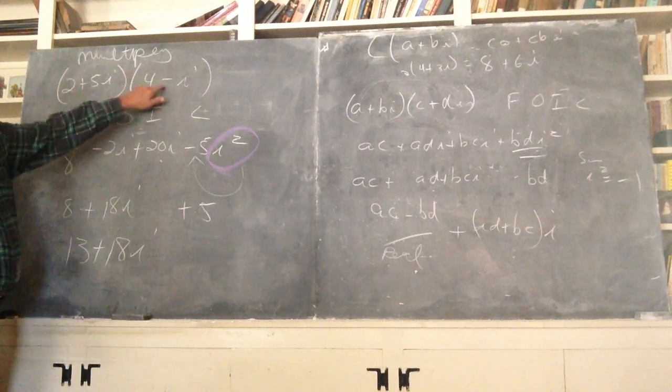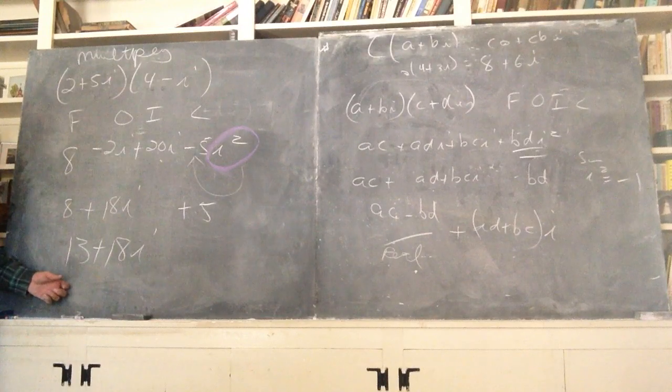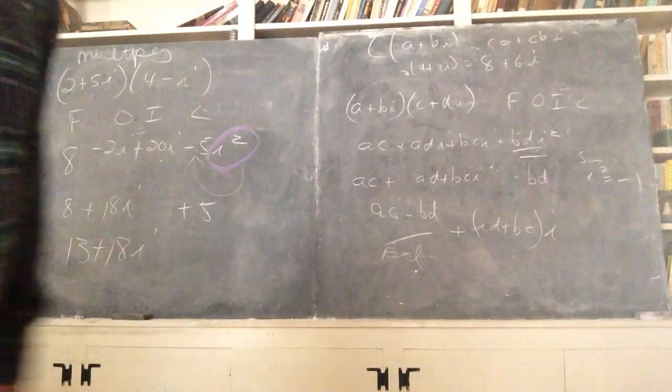Notice this is a point and that's a point. We just multiplied two points together to get a third point. That's the power of the complex numbers. Hey, I'll be back. We have to talk about division.